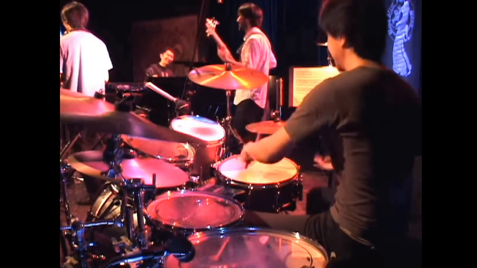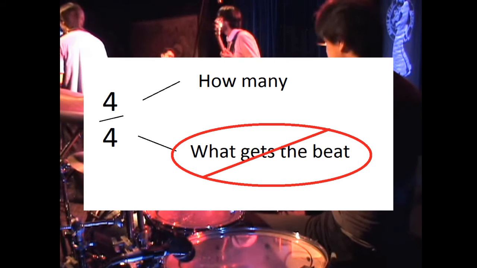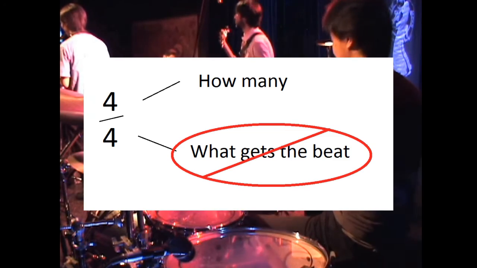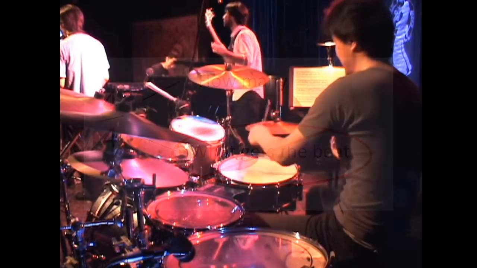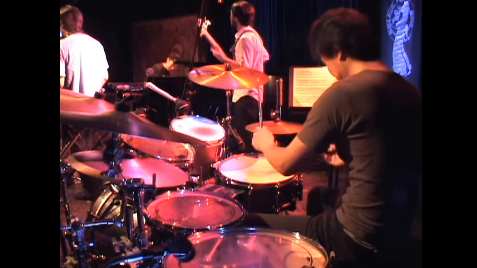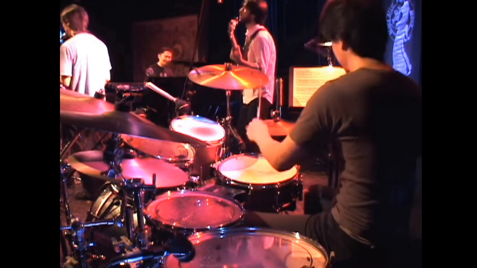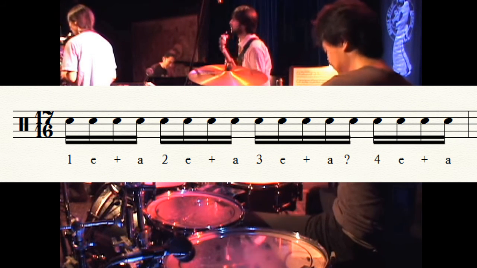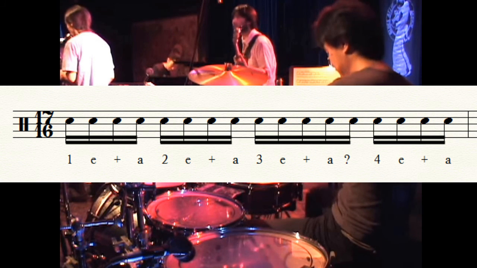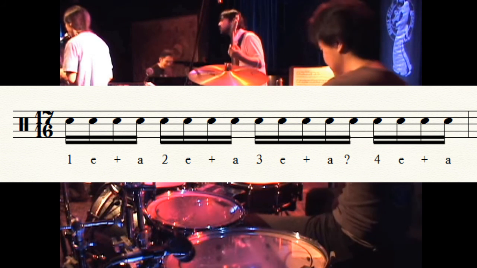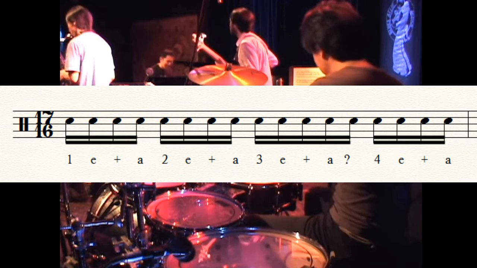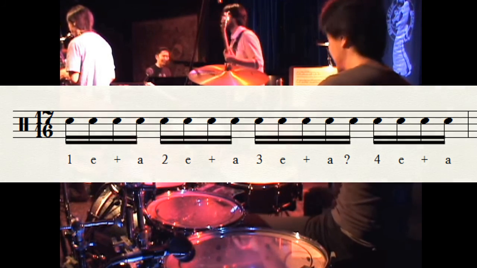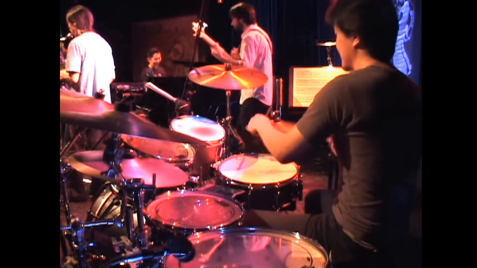This is an example of why I don't like to teach the bottom number of the time signature as what gets the beat, because the audience definitely isn't tapping their foot 17 times every measure, nor are the musicians feeling 17 driving pulses. They're feeling 4 big beats. One of them, beat 3, will feel just a little bit longer, a 16th note longer to be exact. And if this arrangement were written out, it would still use 4 groupings of notes that are all beamed together to indicate exactly where the beats are and how they should be felt.